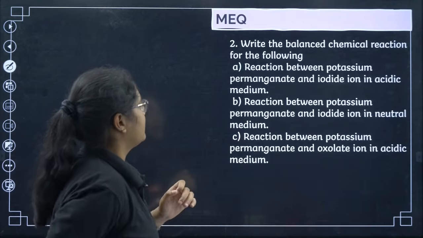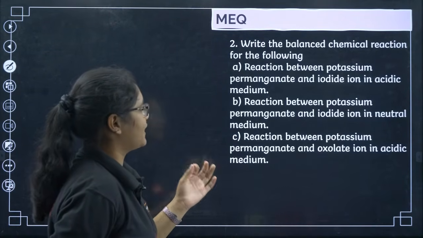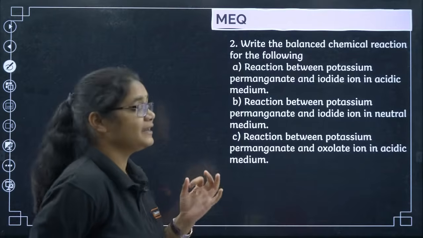Okay. Next question we have again based on reactions. Write the balanced reaction for potassium permanganate and iodide ion in acidic medium.